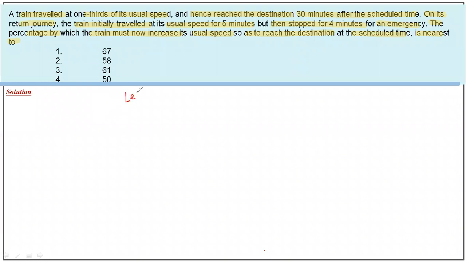Okay, so let usual speed be s. Now the train travels at one third of its usual speed, so that is s by 3. Now since the distance is constant, if usual time is t, then time becomes 3t.